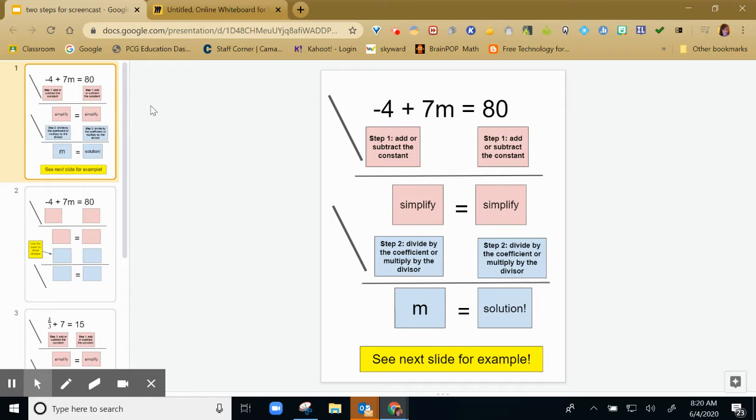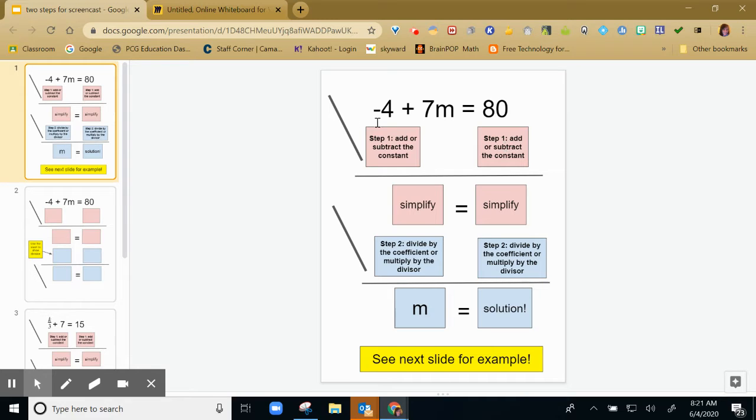Okay, this is a demo on how to do your solving two-step equation assignment. So this first slide, we can see we have a two-step equation here: -4 plus 7m equals 80. And in this little box here, this is just the directions. What it's going to want you to do is add or subtract the constant.